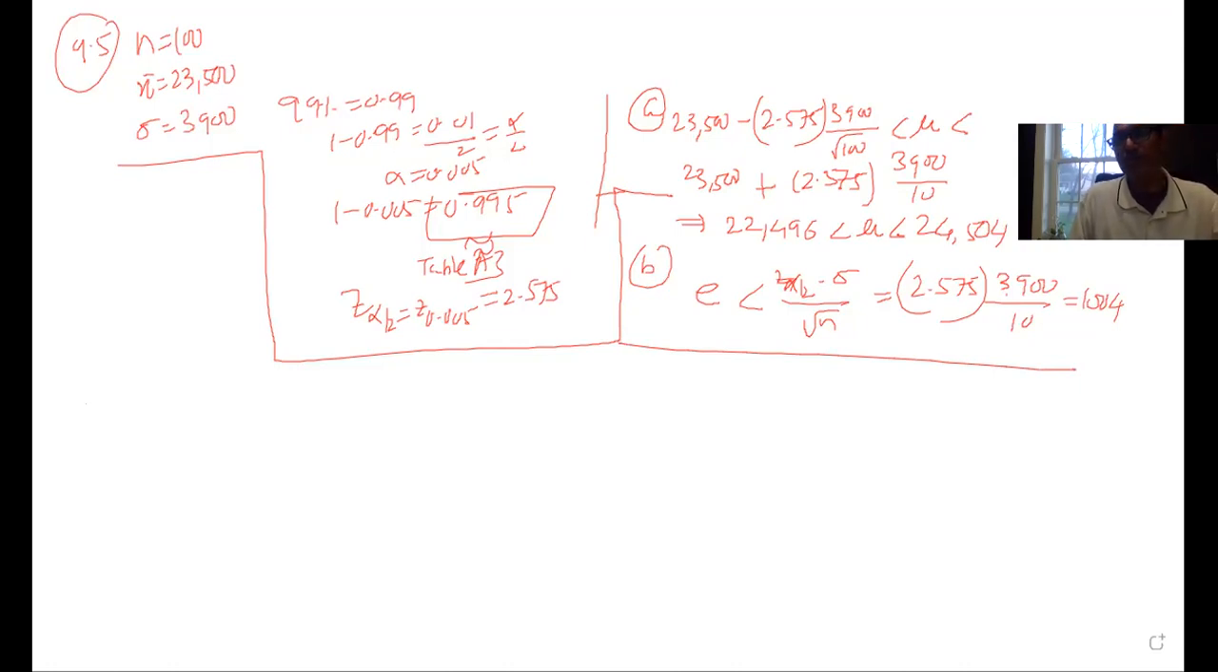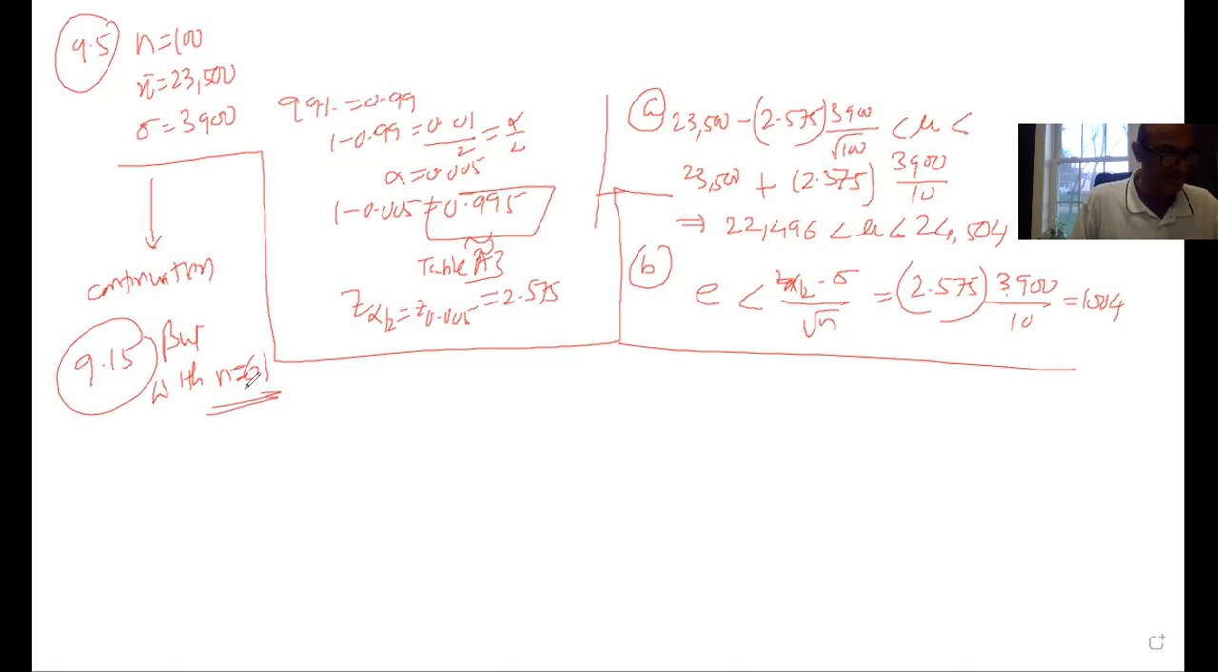9.5. And now I would like to go for my example 9.15. So in the continuation, I would like to go for 9.15, but with n equal to, suppose 61, okay? So n equal to 61, and my x bar equal to 23,500, and now it's not sigma but s equal to 3,900, and 99% of the interval.